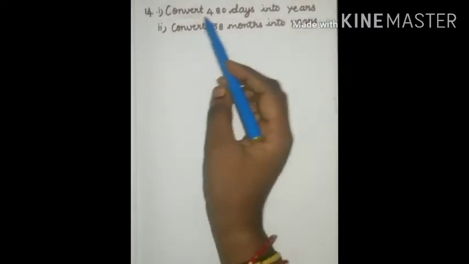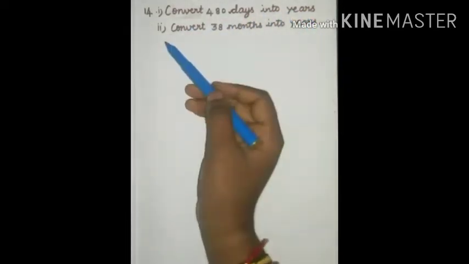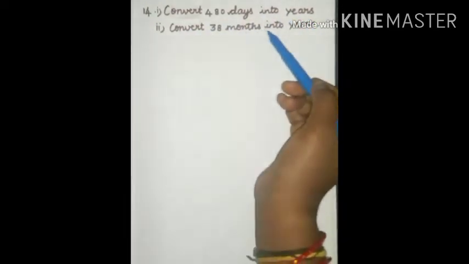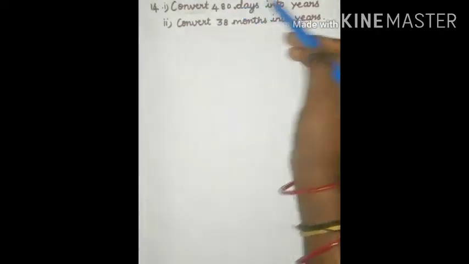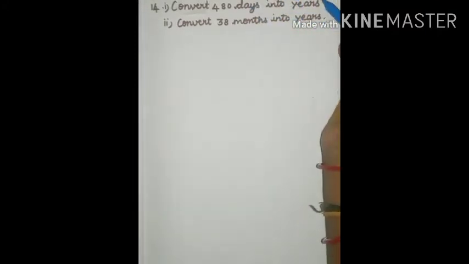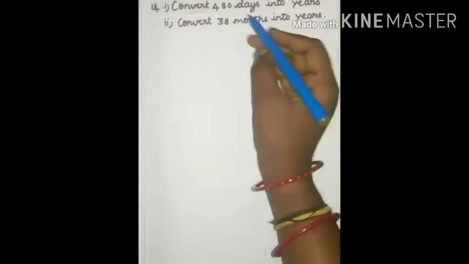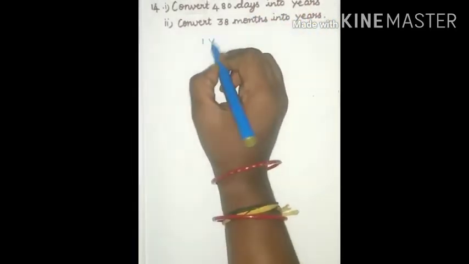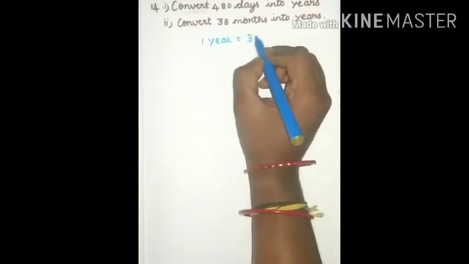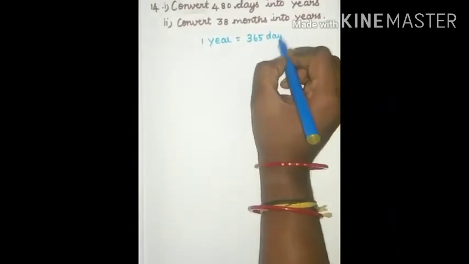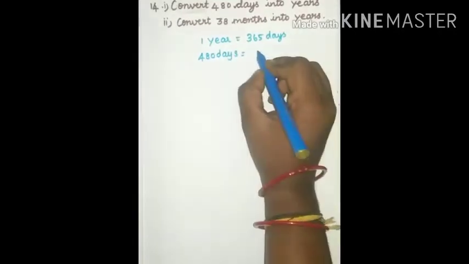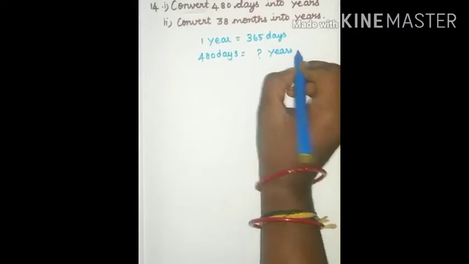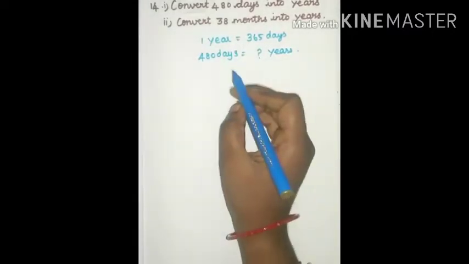The next sum: convert 480 days into years, and the second one is convert 38 months into years. Students, here we have to convert days into years, that is smaller unit into higher unit. What do we have to do? Yes, we have to divide it by 365 because 1 year equals 365 days. 480 days equals how many years? So we have to divide it by 365.